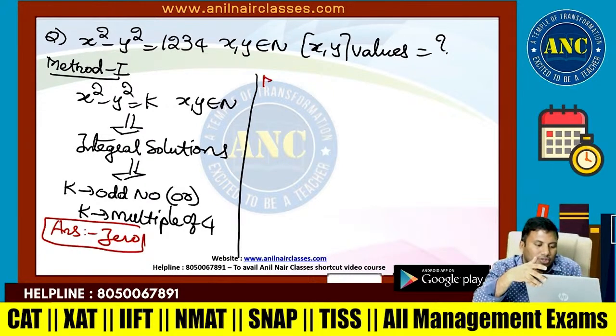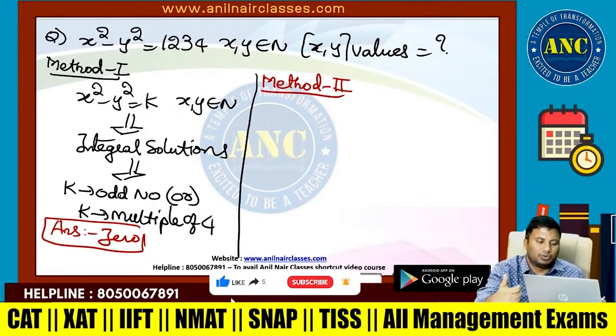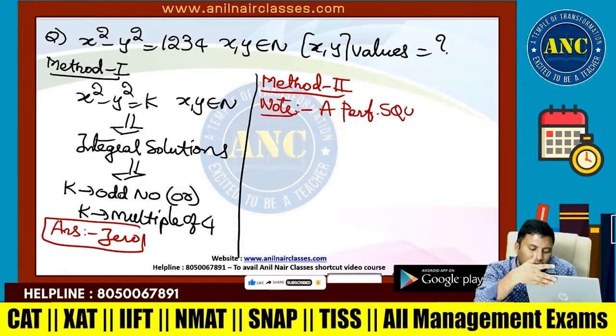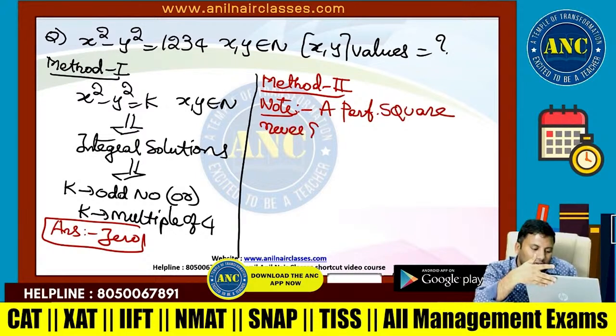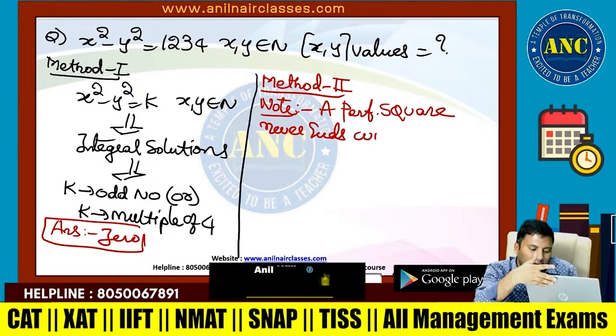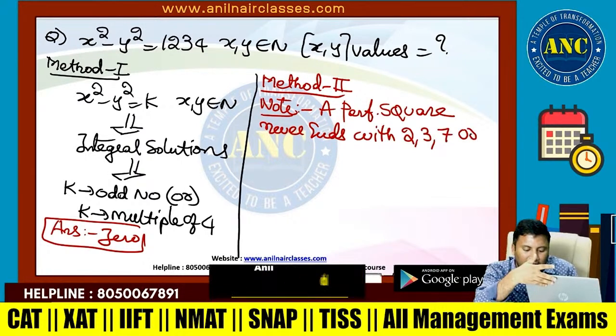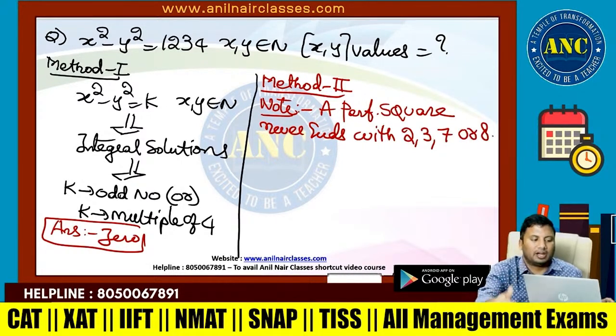Now method 2. Can I use any other method? Yes, you can use some other method. Method 2. Please write down a note. A perfect square never ends with 2, 3, 7 or 8.